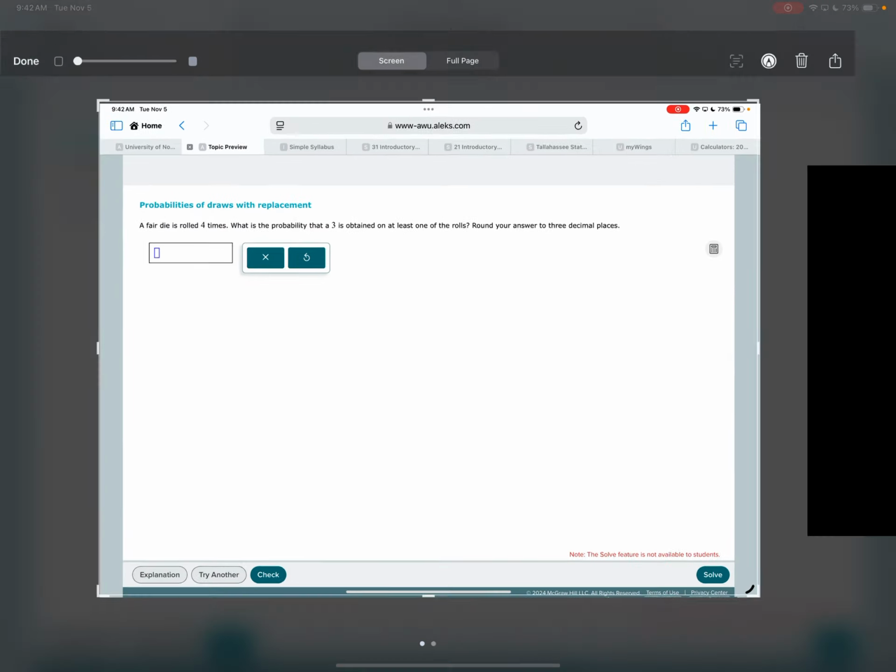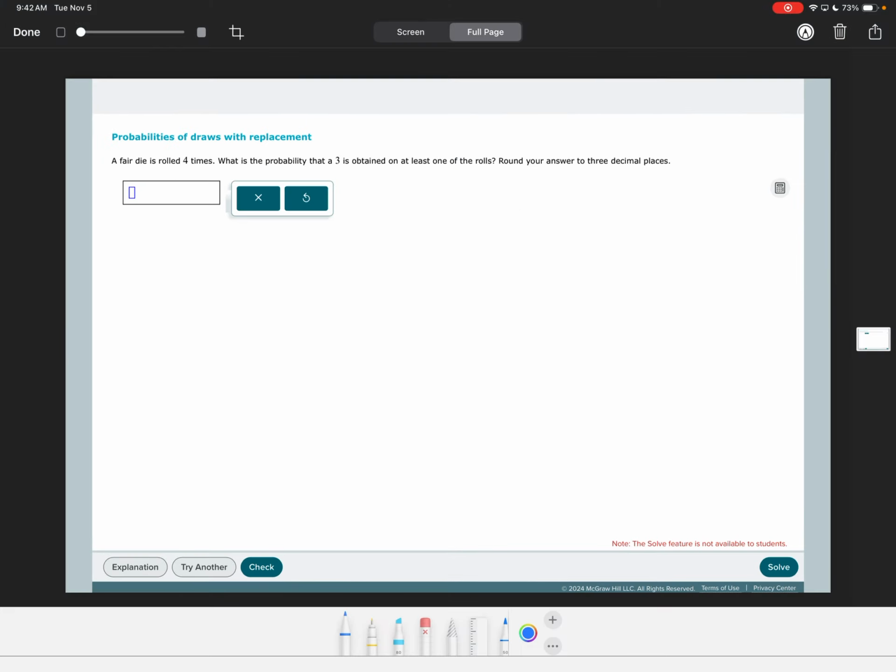All right. This one, a fair die is rolled 4 times. What's the probability that a 3 is obtained on at least one of the rolls? So that at least one makes it a lot harder, okay? If we were going to figure this out, what we'd have to figure out is, what's the probability? There's 4 rolls. Okay, we have 4 total rolls.